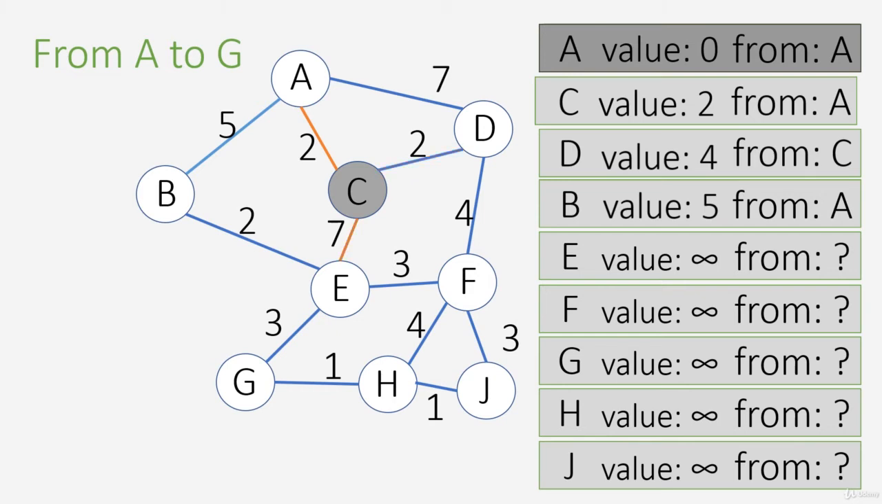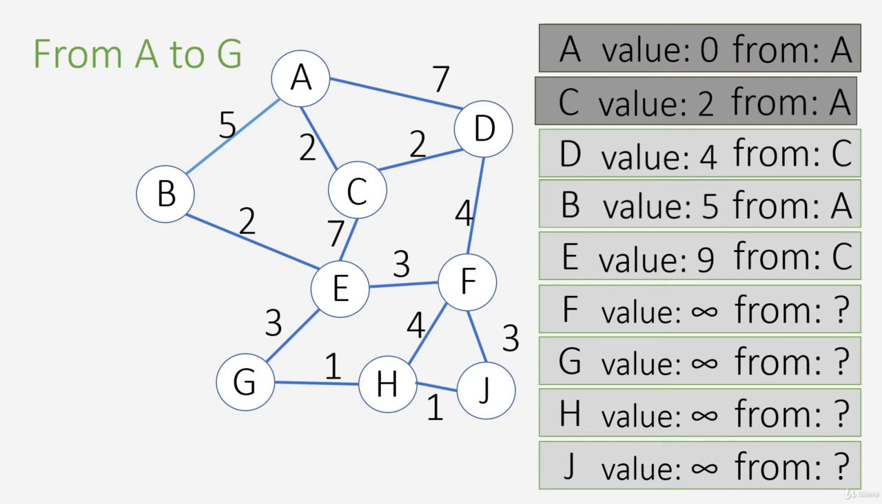So I can get to E, and it takes me 2 plus 7. So I changed the value of E to 9, and I got here from C. And these are all the edges that lead from C. So C is done, and I can delete it from the priority queue.